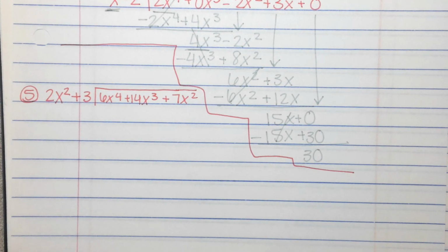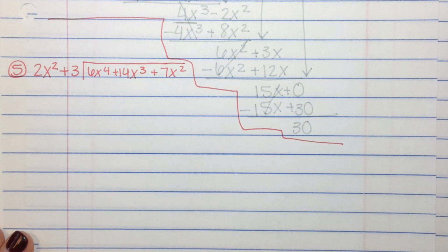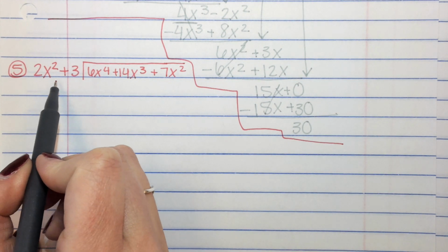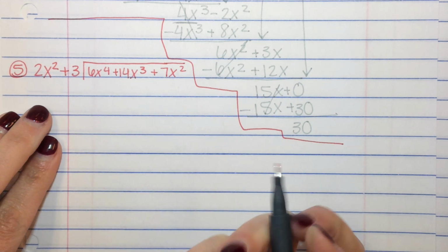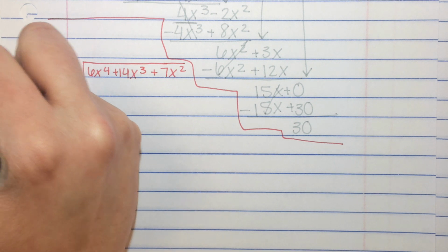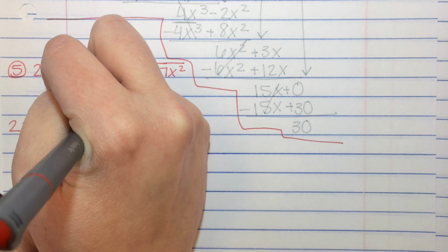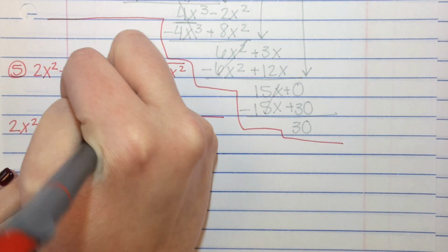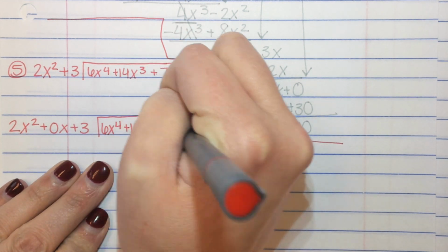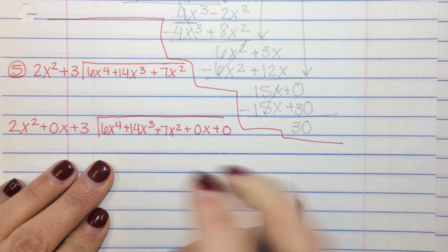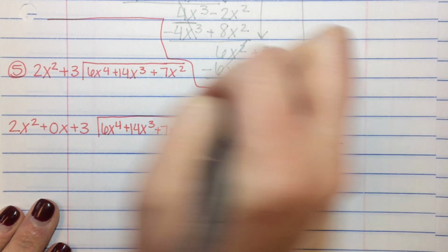Okay, we're going to do one last example together, and I'm going to try to squeeze it in on this same piece of paper so I don't have to get another one. Okay, so after you set it up for long division, this is what we have. But we're missing some terms, so we need to fill in some placeholders. So on the outside, we have 2x squared plus 0x plus 3. And on the inside, we have 6x to the 4th plus 14x to the 3rd plus 7x squared plus 0x plus 0. So 2, 1, 0, 4, 3, 2, 1, 0. Okay, so we can go from there.